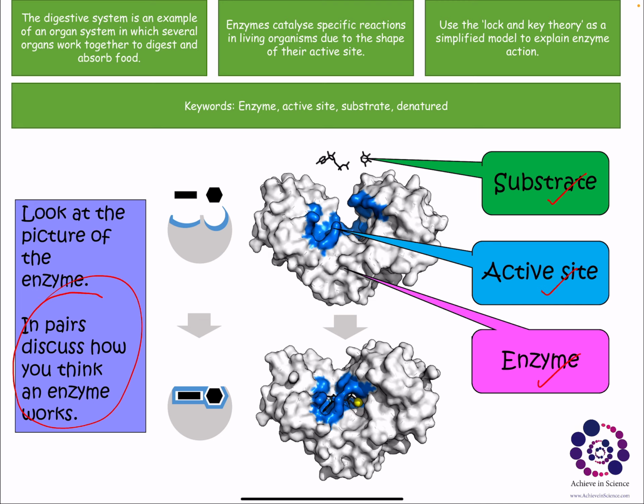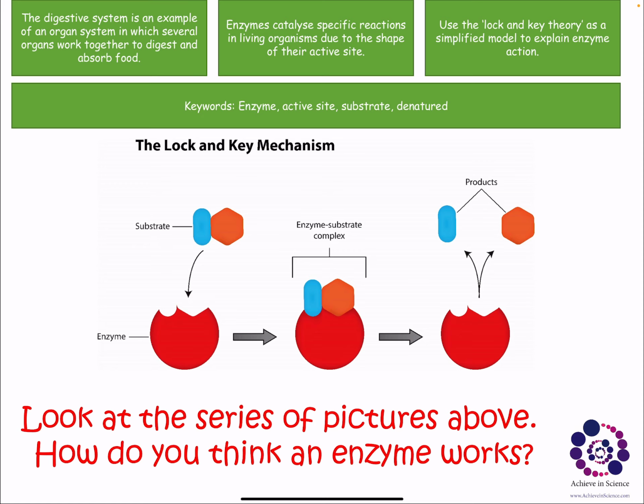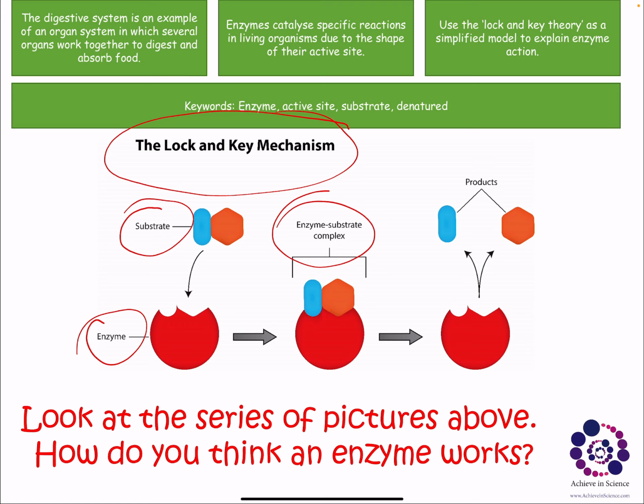Okay, once you've done that, let's have a look then. So you have the lock and key mechanism. This is an explanation of how enzymes work. So look at the series of pictures above, and again, this time, have another go at explaining how you think an enzyme works. Use the keywords. Take your time on this. You can pause the video here.